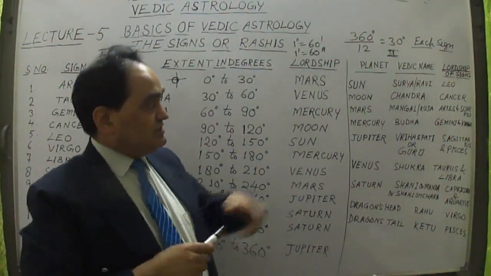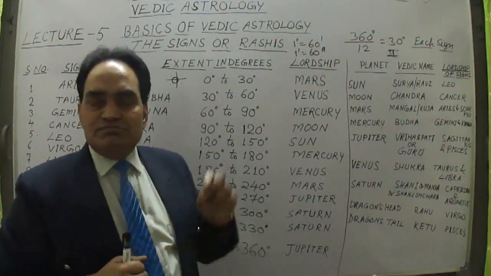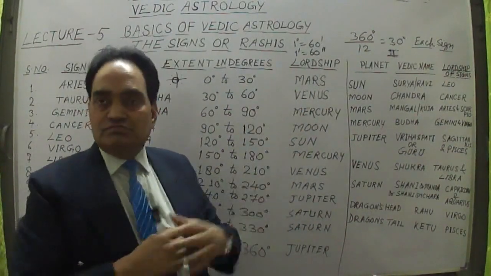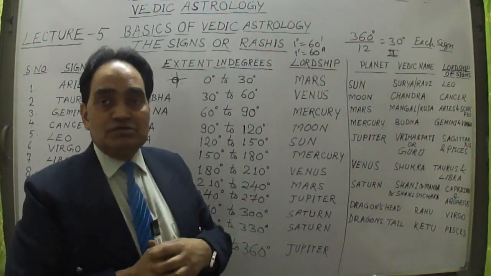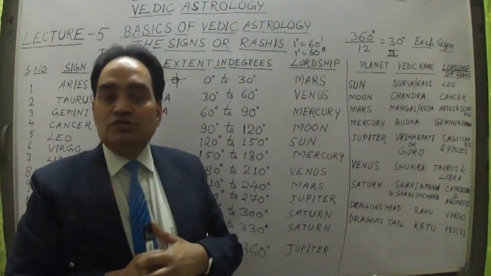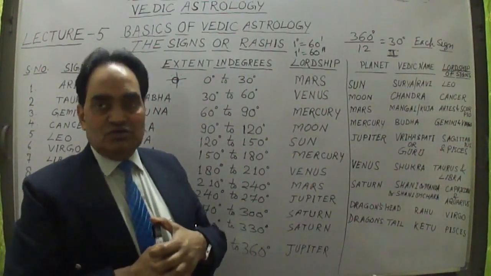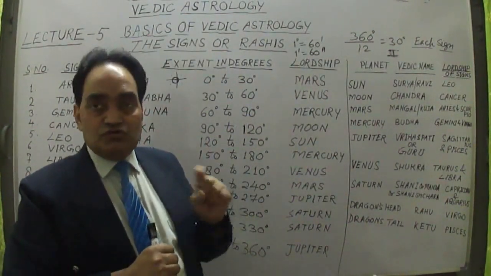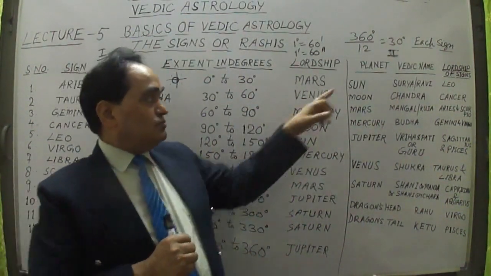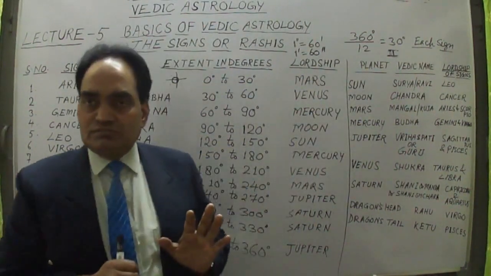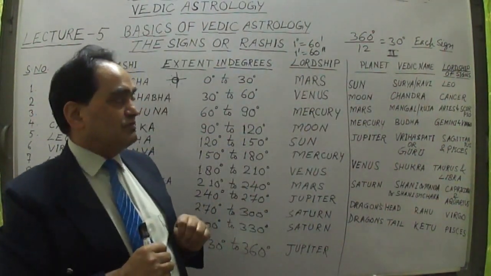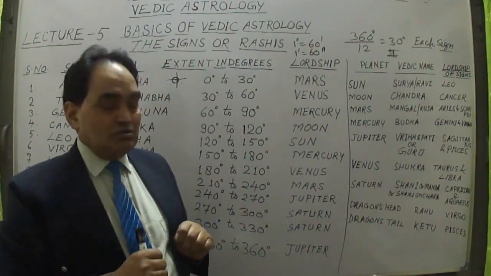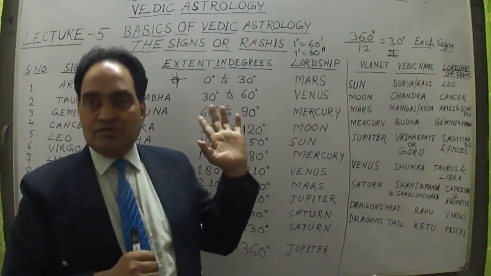Now, as I've written down, Sun. The Vedic name of Sun is Surya or Ravi. So Surya lords one sign only, which is the fifth one, Leo sign or Simha Rasi. Simha Rasi is lorded by Sun, Surya, or Ravi. So only one sign is lorded by Sun.